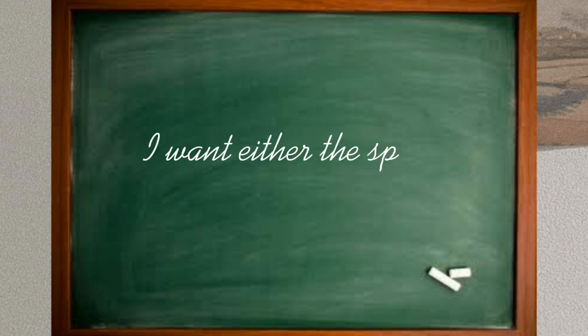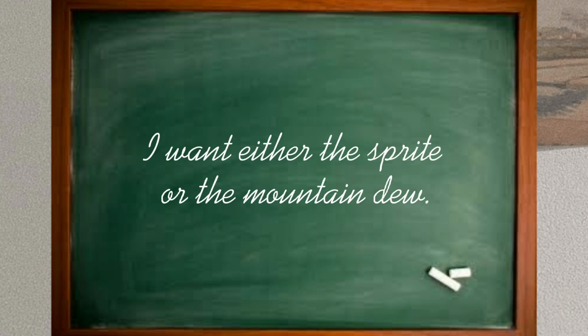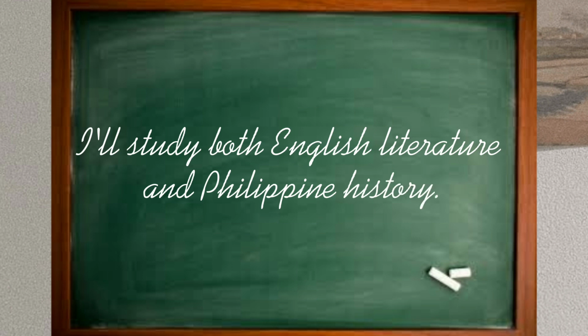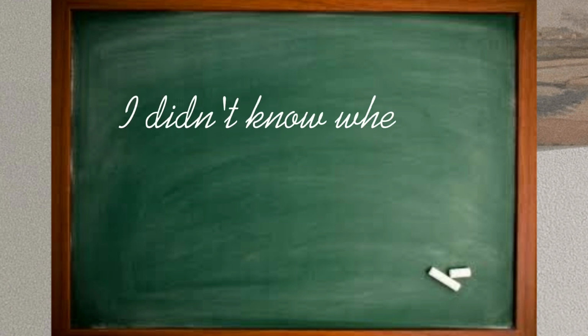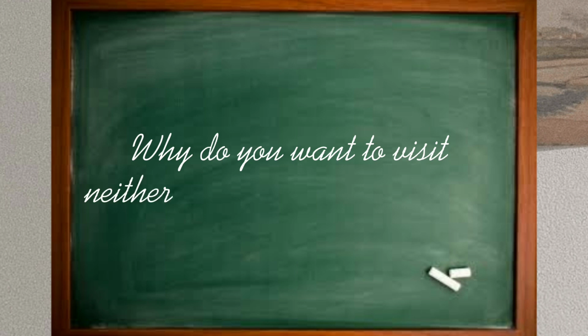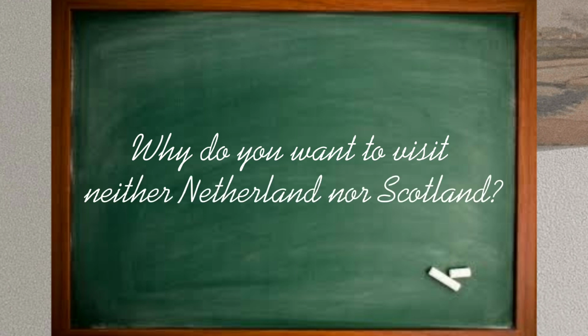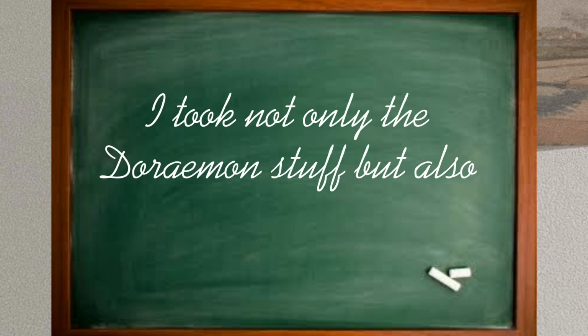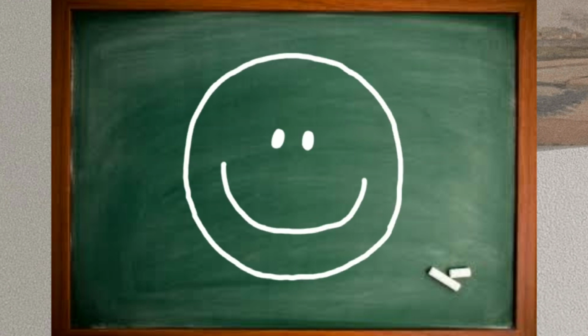Now let's have an example. I want either the Sprite or the Mountain Dew. Here in the sentence, you have two options. It's either the Sprite or the Mountain Dew. Let's have another one. I'll study both English literature and Philippine history. Next example. I didn't know whether you wanted milk or cream, so I grabbed both. Next. Why do you want to visit neither Netherlands nor Scotland? Next example. I took not only the Doraemon stuff, but also the fairy tale one.